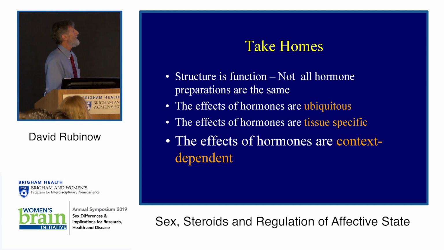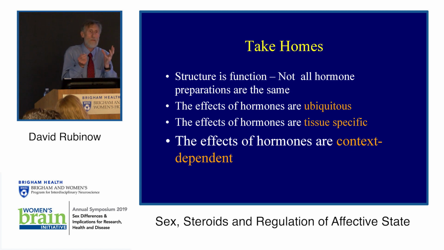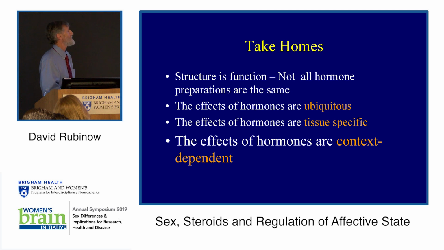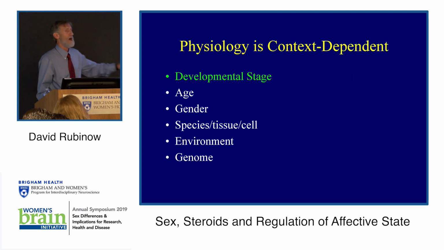So the take-homes. Structure is function. Not all hormone preparations are the same, therefore. Just calling something an estrogen doesn't mean it's going to have the same effect in different tissues. Effects are ubiquitous, tissue-specific, and context-dependent. So, in fact, all of physiology is context-dependent. You know, there are developmental stage-related effects. You heard about those again earlier today.